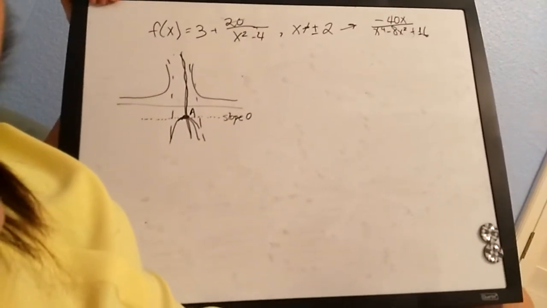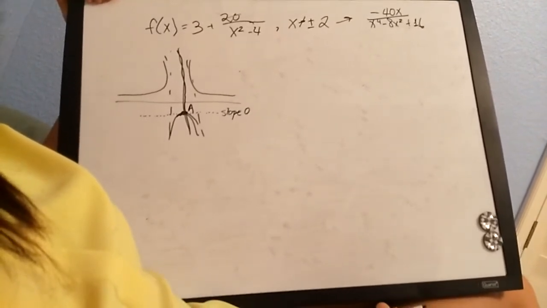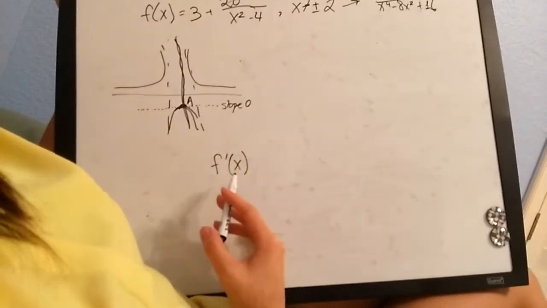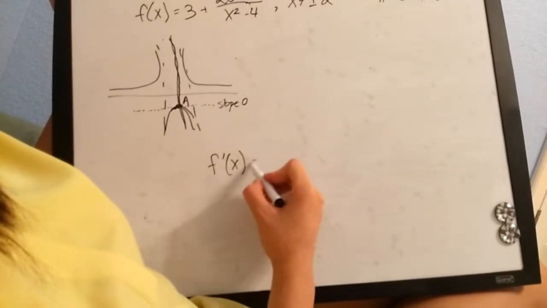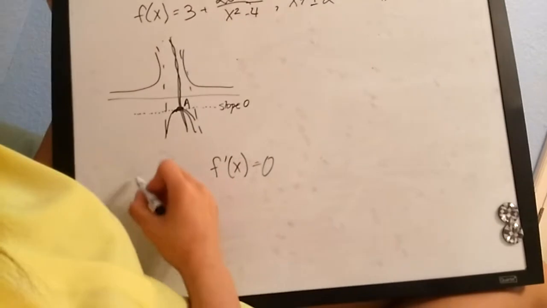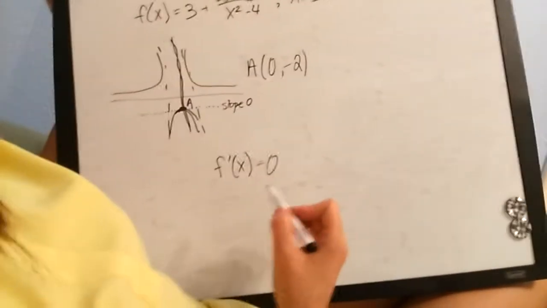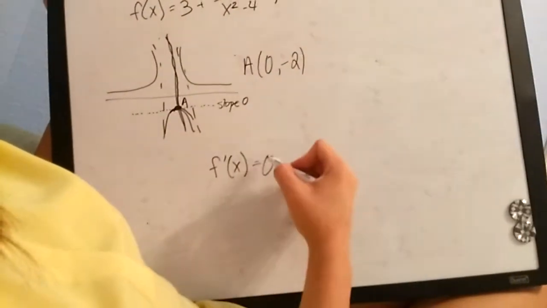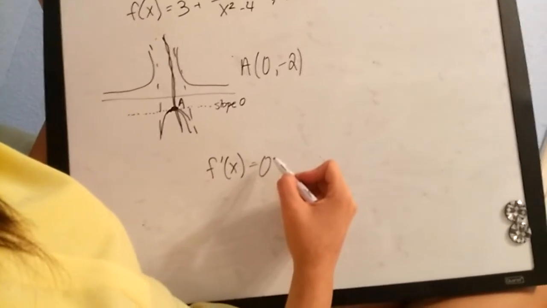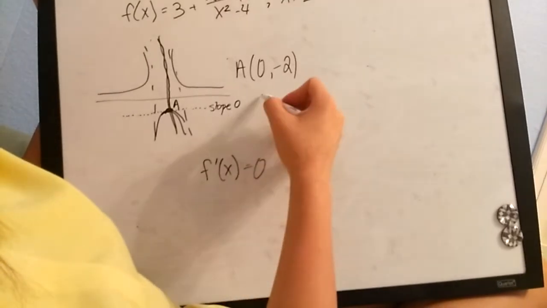Now, we're still in part A. There are two parts to part A. We need to show that when f prime x, the derivative of f of x, equals 0, it's at point A. Well, we just found that A equals (0, negative 2). So we need to find that when this equals 0, x equals 0 as well.